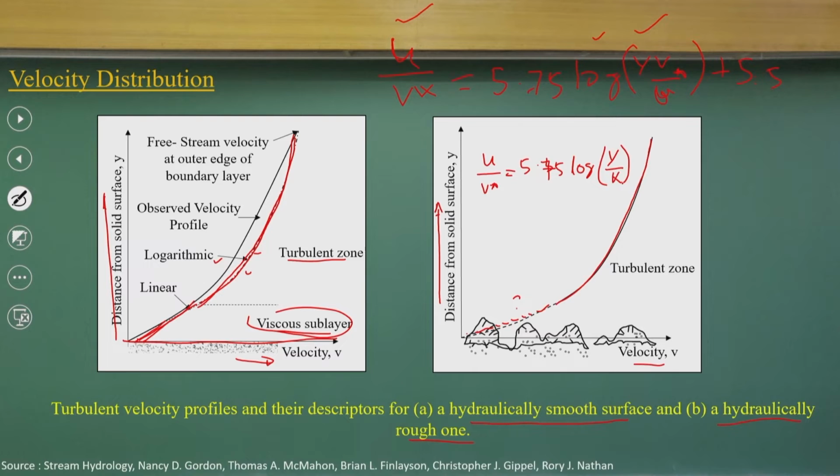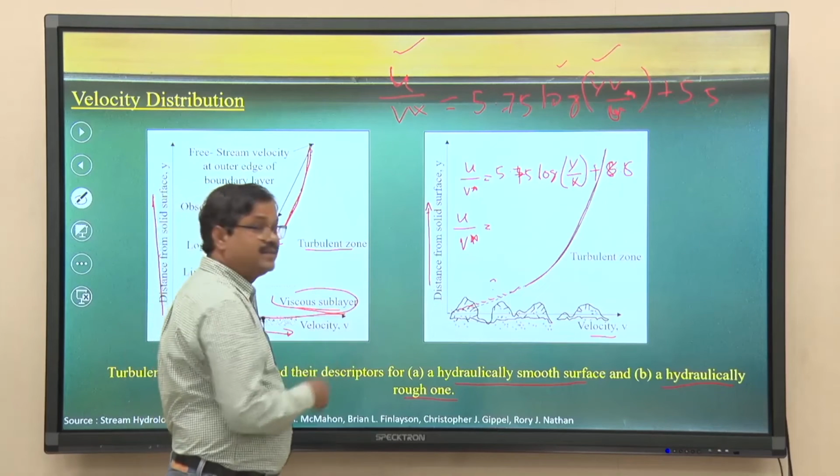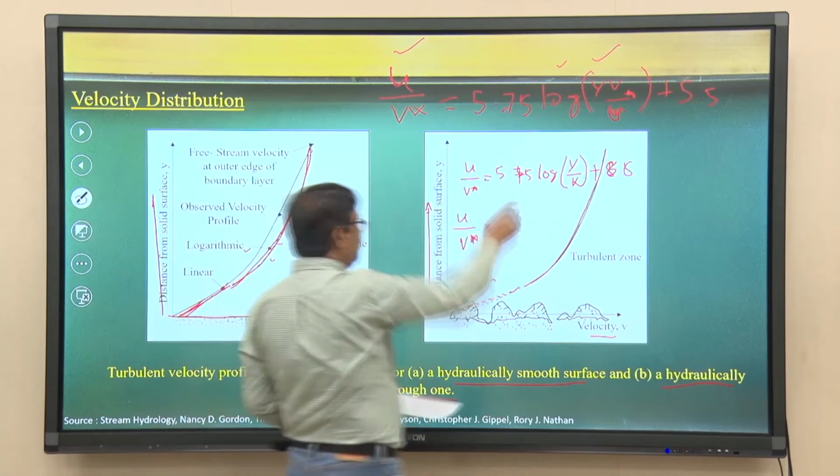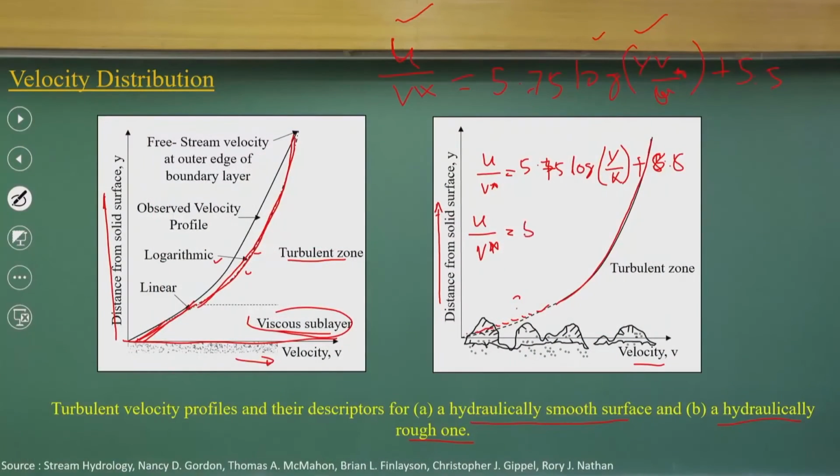Okay, the depth divided by the roughness height plus will be 8.5, or we can simplify it: that is u by u star, the ratio between the flow velocity and the shear velocity. If I simplify these equations, we can get 5.75 log 30 y by k. Okay.